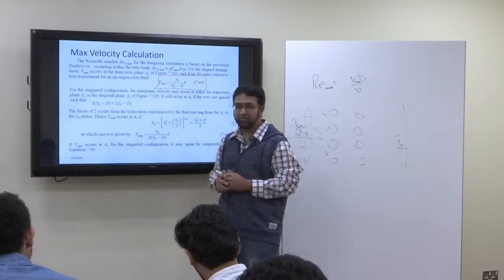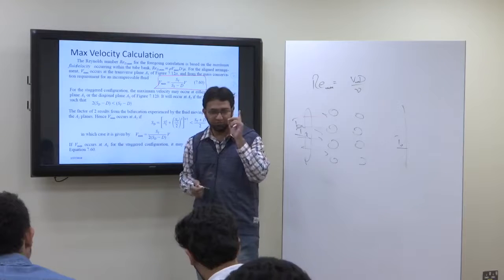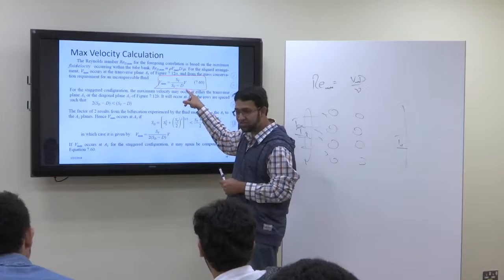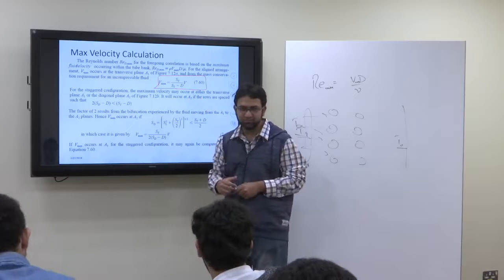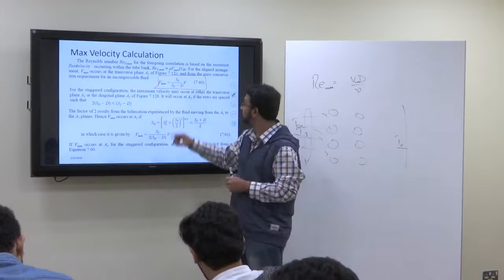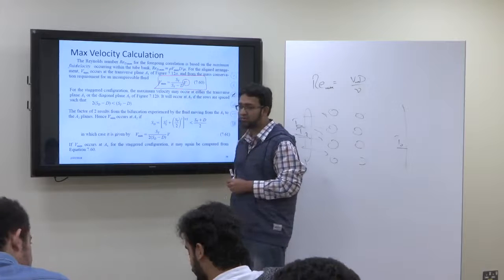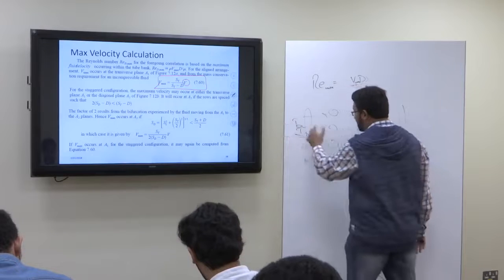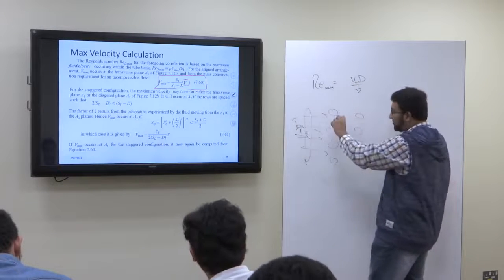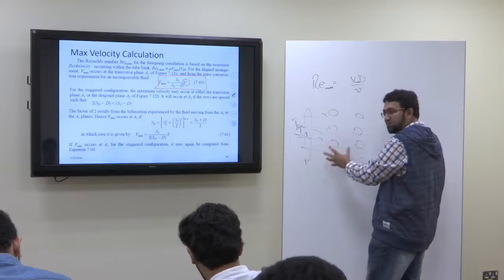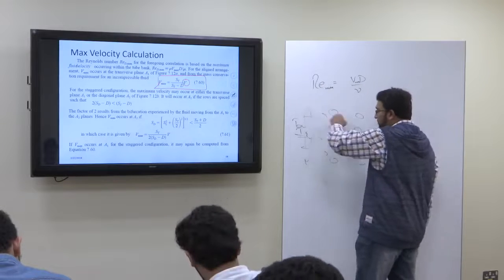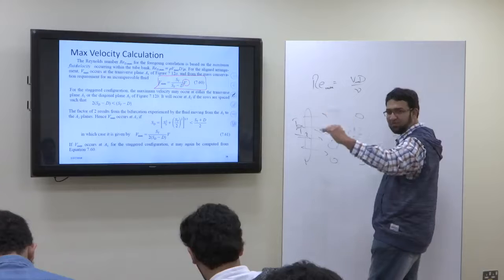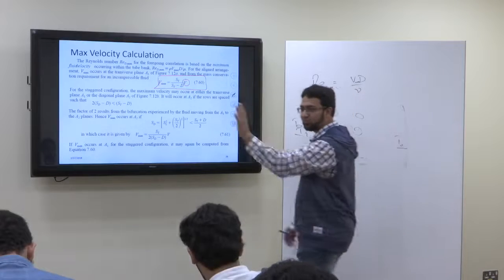Very simple. If it is aligned, the formula for maximum velocity is St upon St minus d, where d is the diameter of the tubes, multiplied by V. V is the inlet velocity. Actually, the inlet velocity will change once it passes through the tubes, because the tubes are occupying some space, so the velocity will increase, then decrease, then increase, then decrease. So velocity will keep on changing as it passes through the tube bank.